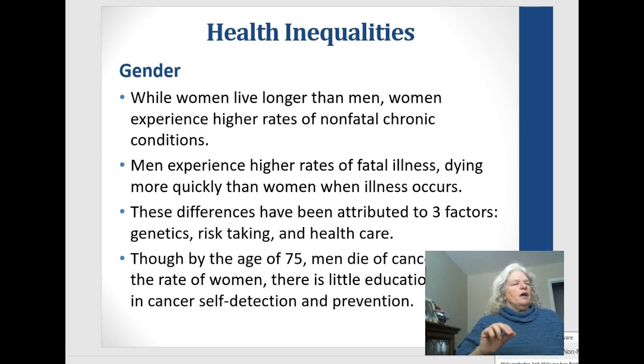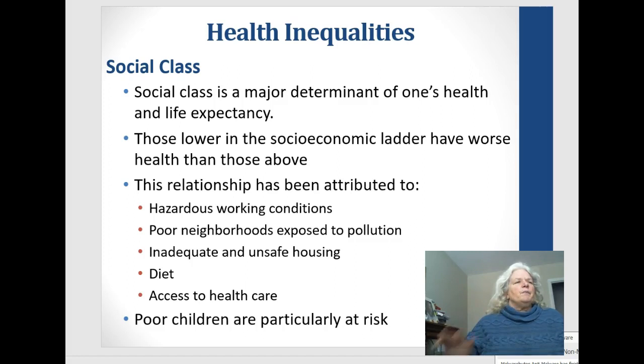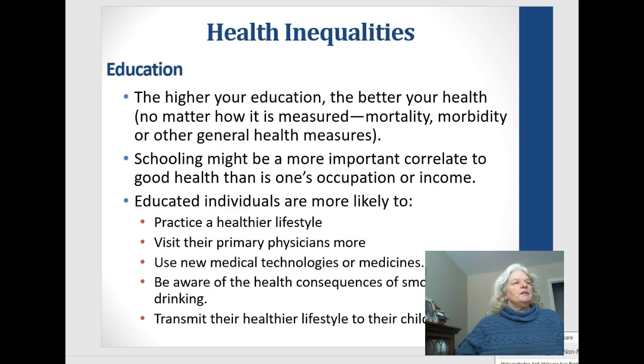Are they neglecting their health care in the process? Are they exposed to more chemicals? We can really see some inequality going on here. Social class: major determinants of one's health, where we live, what type of neighborhood, what we're exposed to, the hazardous chemicals, the jobs we do, the diet we eat, all comes into place. And education is significant. The better your education, the better your health.